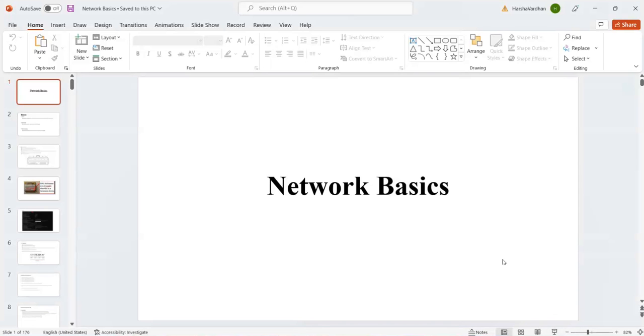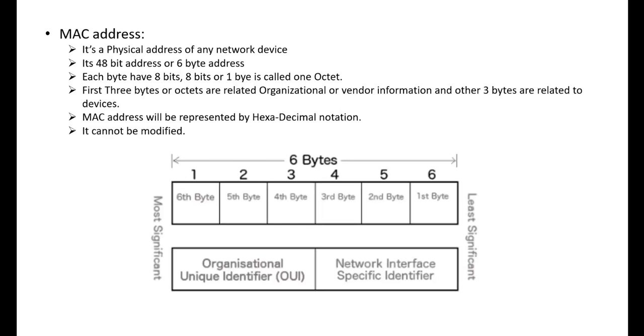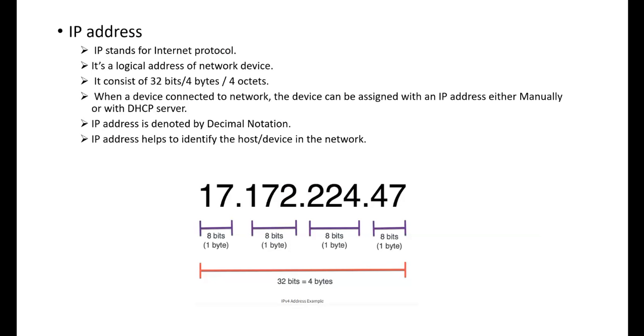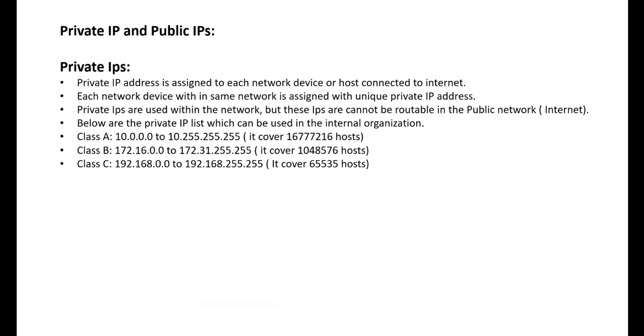Yeah, hi. Good evening. So in our last session, we went through some of the network basics. Those are what is a host, what is a network, what is networking, and what is a MAC address, in detail about the MAC address and how to find it. We also went through what an IP address is, how many bits it is, and the IP address classification, like A, B, C, D, E, and the class ranges, and we went through a small example of private and public IPs.